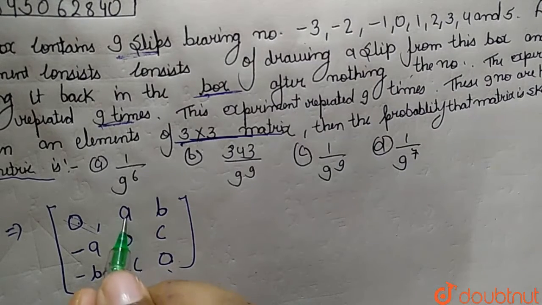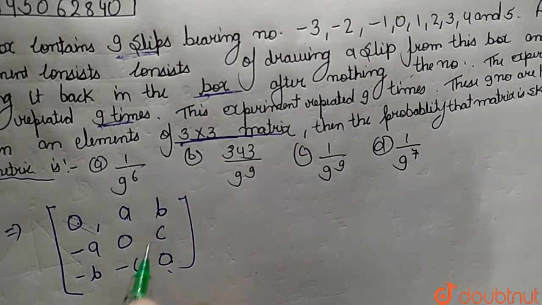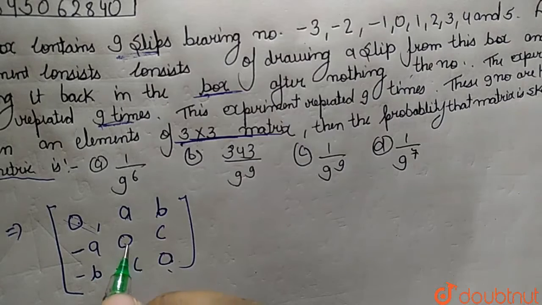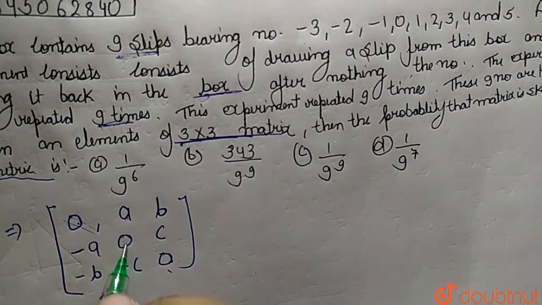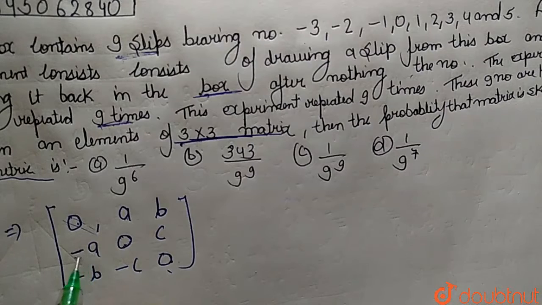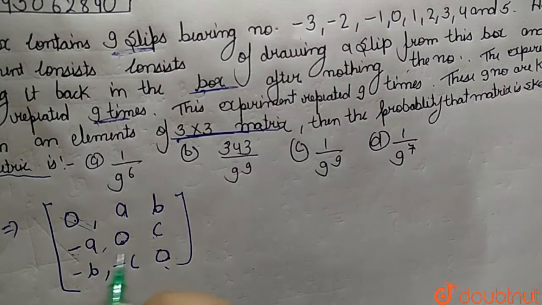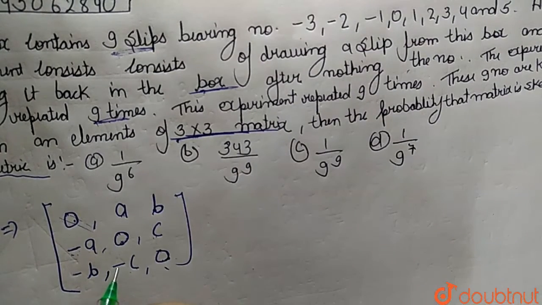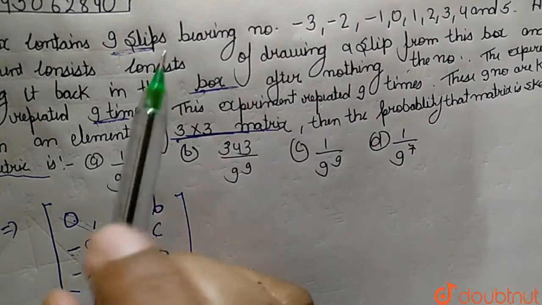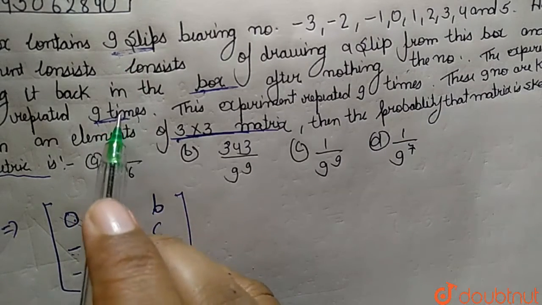Here we have a and b for the positive entries. Before the 0 the entry is in negative form, so it will be minus a, and after the 0 it will be plus c. Now the 0 lies in the third quadrant, so we will have all values in negative form, that is minus b and minus c.